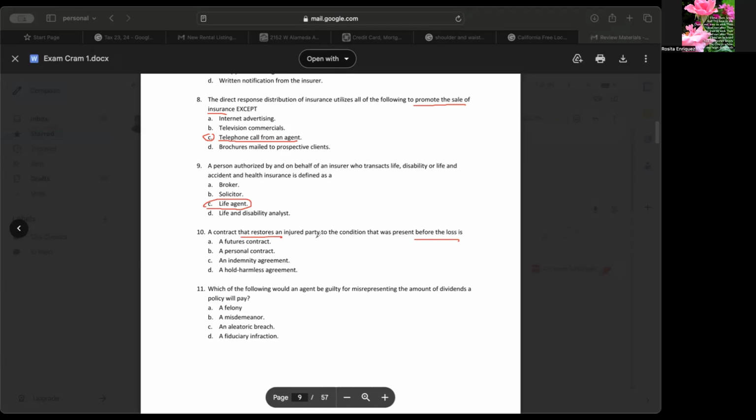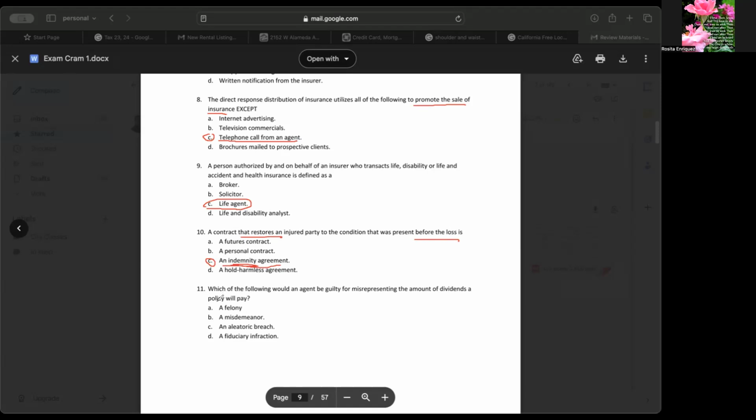Number 10, a contract that restores an injured party to the condition that was present before the loss is, here's our word again, indemnity. It's called an indemnity agreement. That's the name of that. The contract that restores an injured party to the condition that was present before the loss.